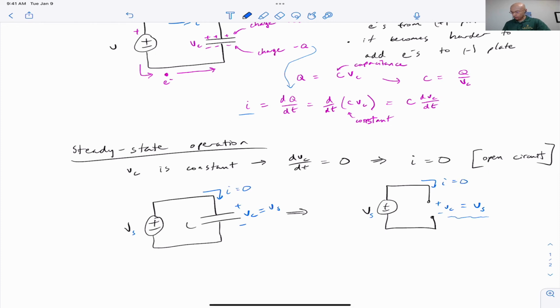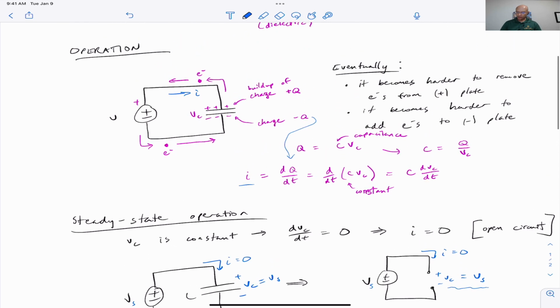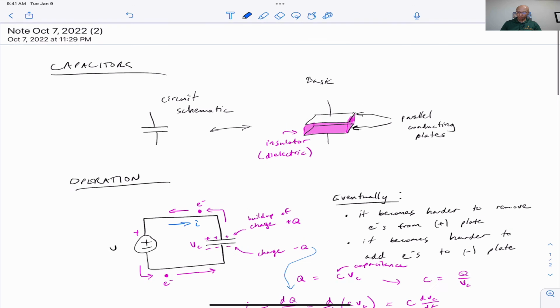This relationship may not always be true, especially if the circuit has different components in it, but current can't flow through the capacitor in steady state, and its voltage is constant. In this case, the capacitor voltage is the source voltage. You can imagine something different in there, like the capacitor voltage could be based on a voltage division or something like that. Okay, so that's some basics about the operation of a capacitor.